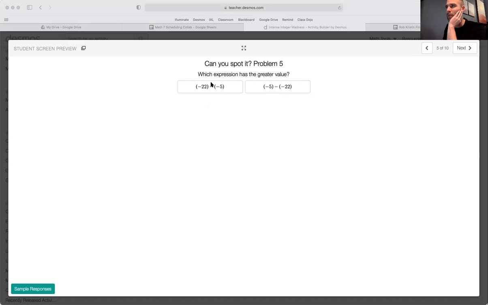What I like to do when I'm doing this is, if I see a minus negative sign right next to each other, I just change them to plus. But it's better if you rewrite it like this. -22 plus 5 is this one over here. And this one's -5 plus 22. I don't even think we need to solve these to see that this one's going to be bigger.